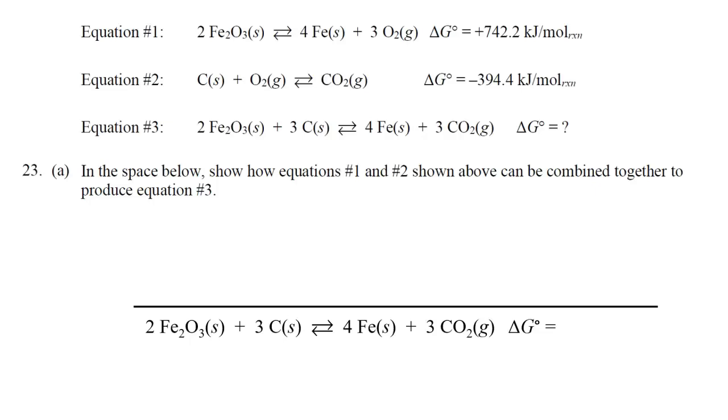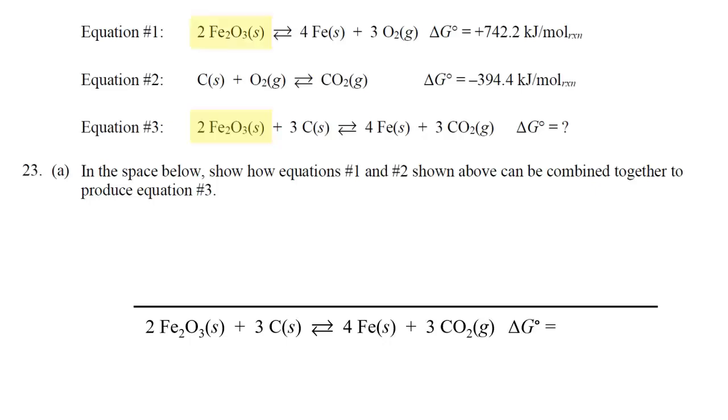And then I will take a look at either equation 1 or equation 2 to determine, do I need to reverse any of these equations? Do I have to multiply all of the coefficients by a certain number? Let's go ahead and take a look at the details of equation number 3. So the first chemical I'm going to focus on is on the left side of equation number 3. I see 2 moles of Fe2O3 solid.